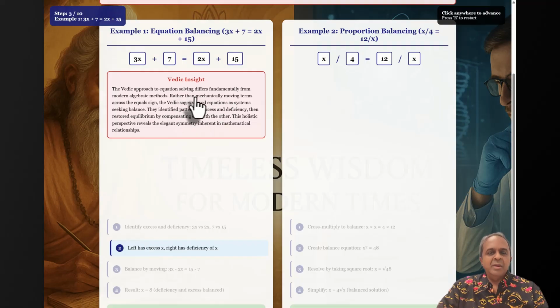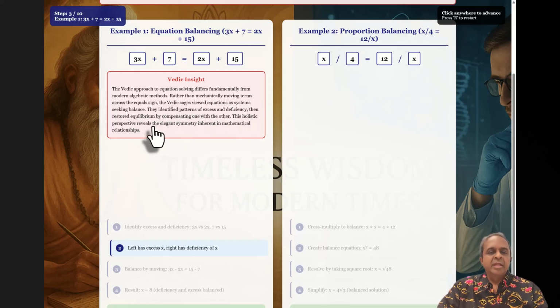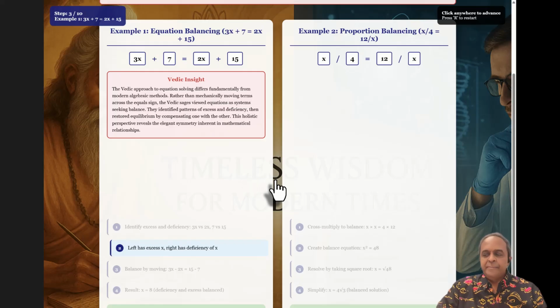So rather than mechanically moving terms across the equal sign, they viewed equations as systems seeking balance. They identified patterns of excess and deficiency and then restored equilibrium by compensating one with the other, right?